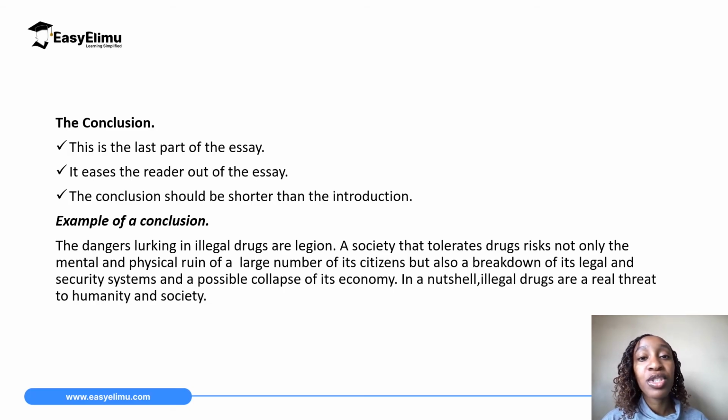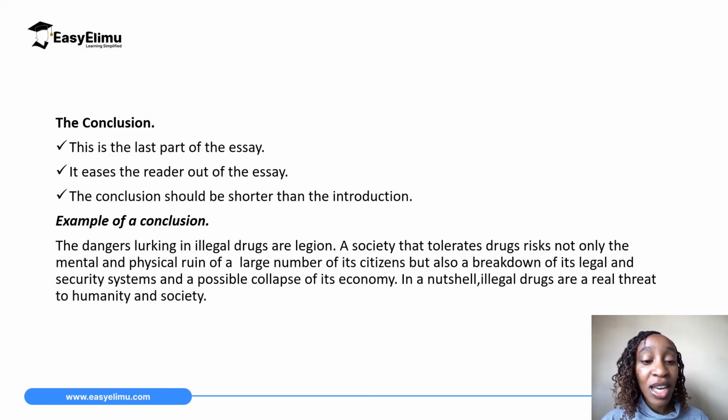Sometimes it can even be shorter than the introduction. So remember to avoid repetition in your conclusion. Avoid repeating what you've already said in the body. So let us have a look at an example of just the conclusion.